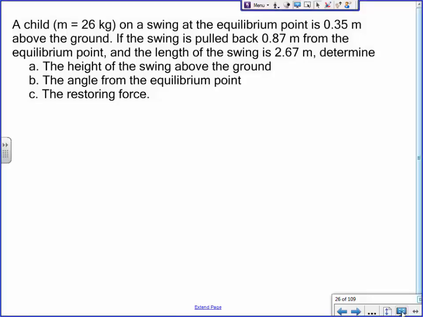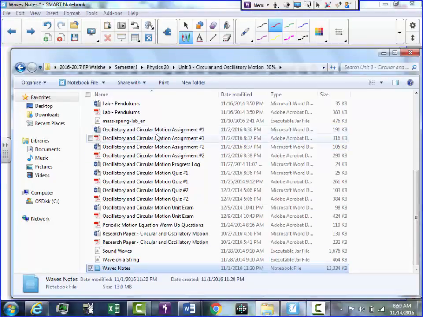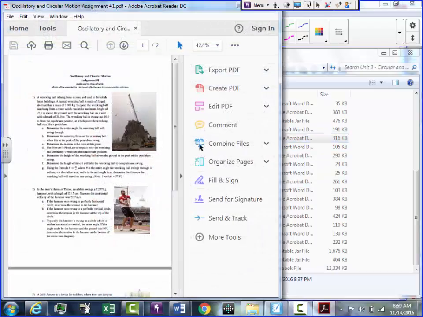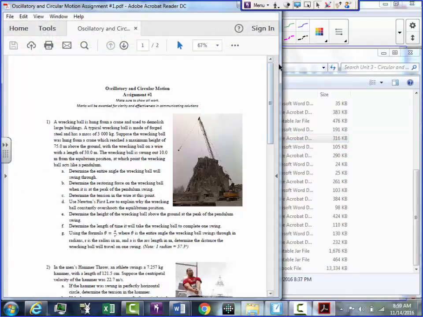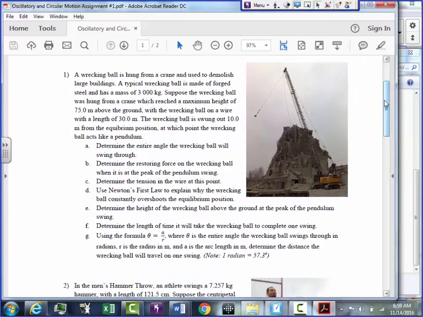And do you guys have your assignment number one nearby? If not, here I'll show you a picture of the first question. If you have assignment number one, this is going to be a very, very similar question. So if you don't have assignment one, just read it off the screen with me here. Here's the scenario. You've got a wrecking ball being hung from a crane. It tells you some stuff about the wrecking ball, including the mass. But most importantly here, I'm going to give you a whole bunch of values, including a maximum height, a length on a wire, and how far out you swing. So I'm kind of going to tell you how tall the thing is, how far back it's pulled.